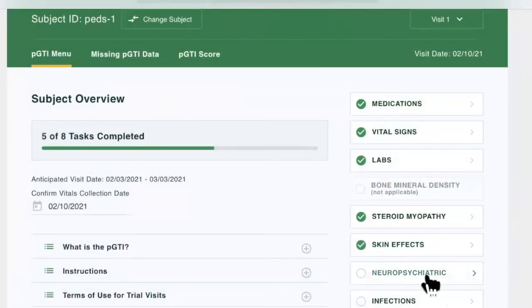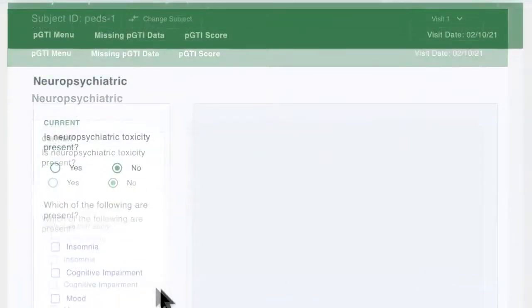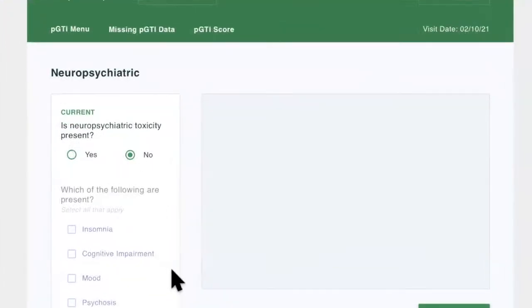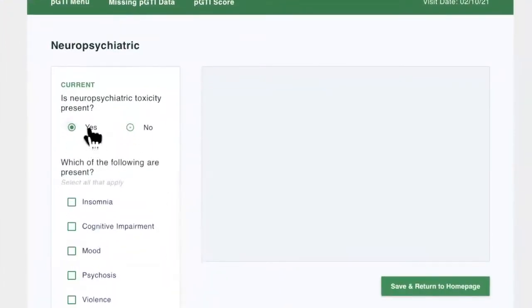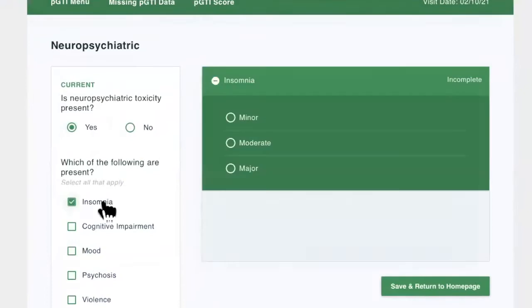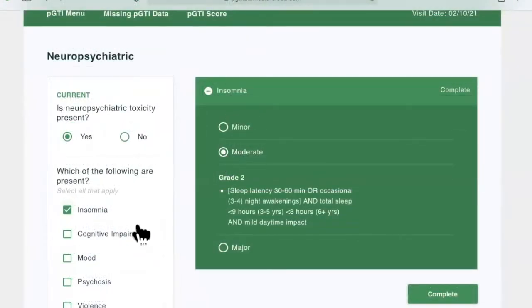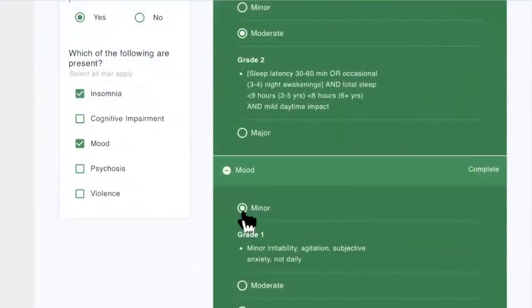Moving now to the neuropsychiatric effects of steroids. The patient has had neuropsychiatric effects of steroids. Indeed, she has moderate insomnia and minor mood dysfunction. And the definitions of both moderate insomnia and minor mood dysfunction are included.